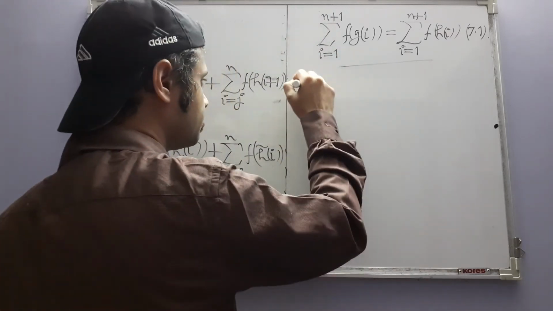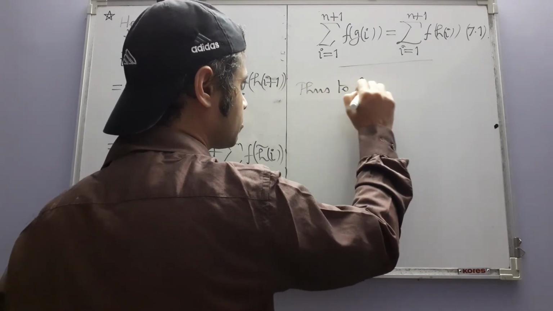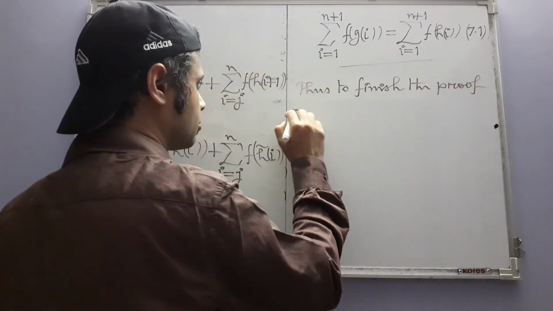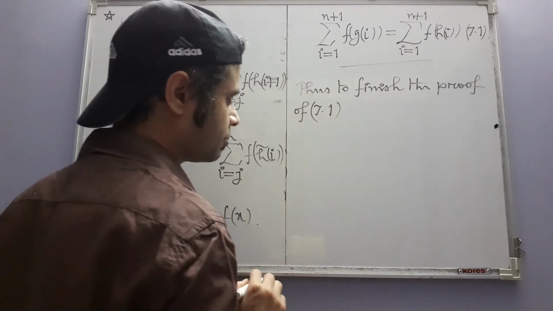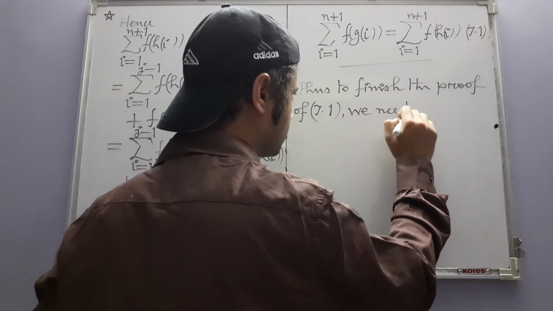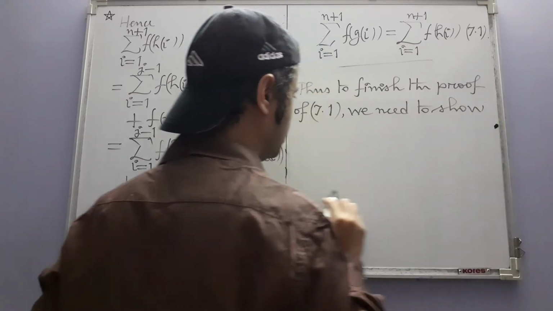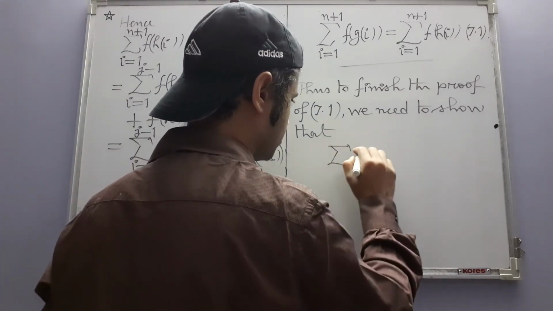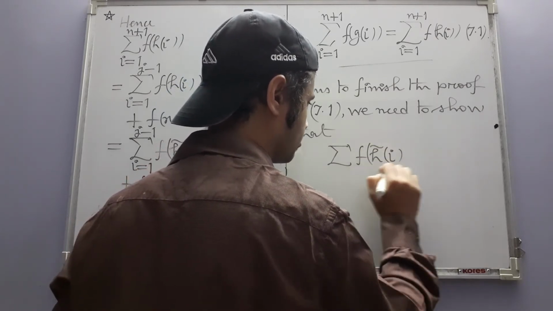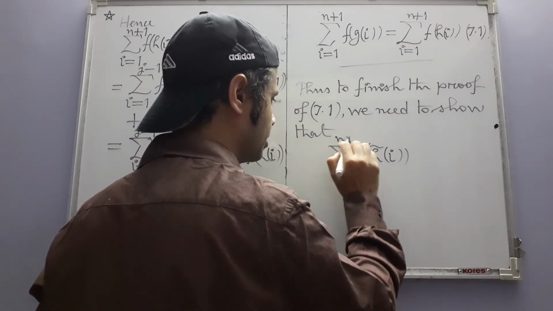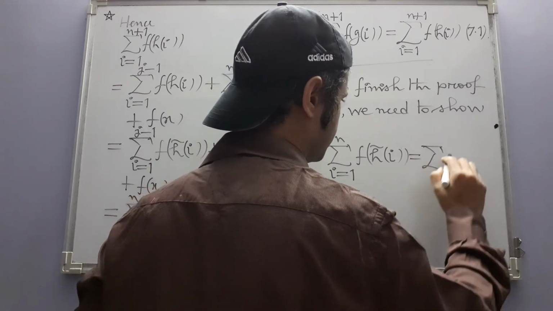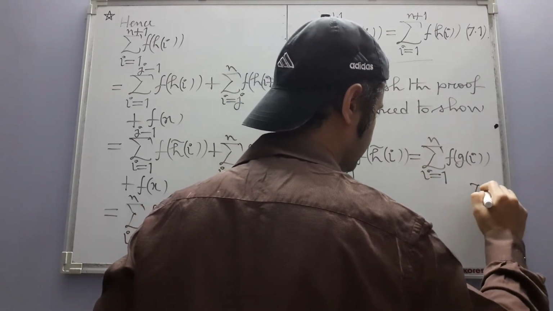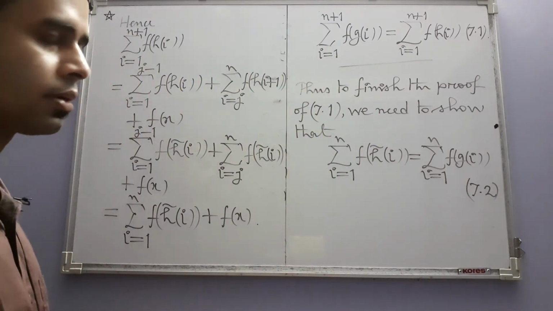Thus, to finish the proof of 7.1, we need to show that this series, f of h tilde of i, where i varies from 1 to n, is equal to that other thing, f of g of i, where i varies from 1 to n. And let us give this equation also a number. Let's call it 7.2.